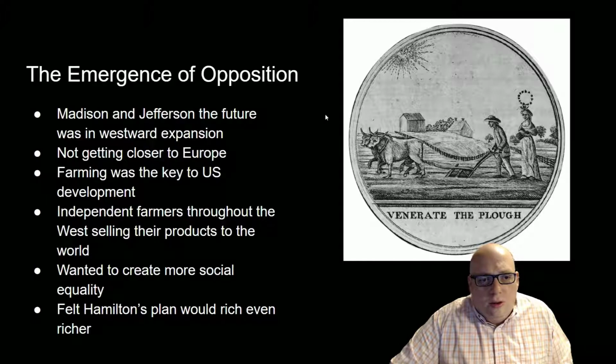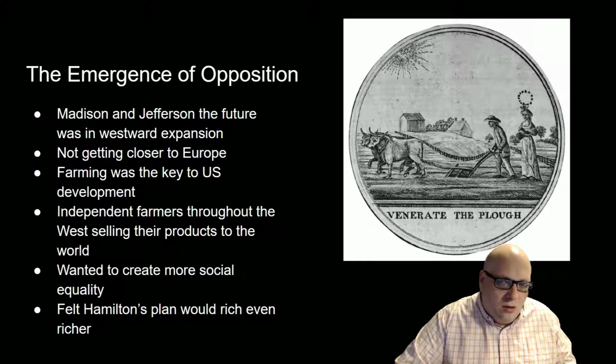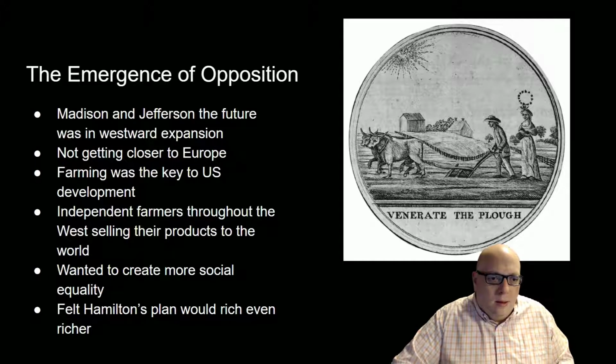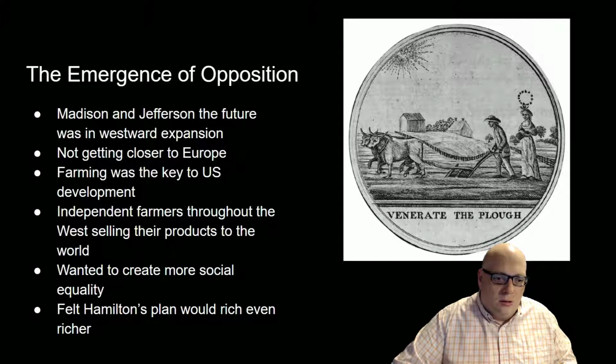Madison and Jefferson, on the other hand, felt the nation was not tied to money, was not tied to building up industry and banking, that our nation's future lay in westward expansion, that we shouldn't have closer ties to Europe, and actually farming was the key to the United States' development, not industry. They felt that independent farmers were the backbone of this country, if you will. And they felt that selling farmers' grain and other things to other nations would help develop the country in its own way, not industry, as opposed to what Hamilton wants to do.